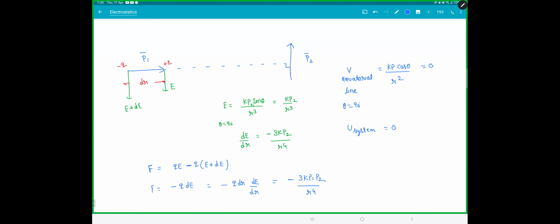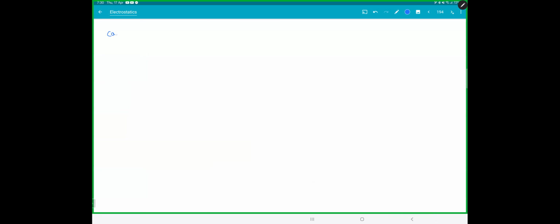Easy, everyone? Case 3, what if we have dipoles like this? P1 bar and P2 bar. Now what? Yeah, if you remember the results, that will help.